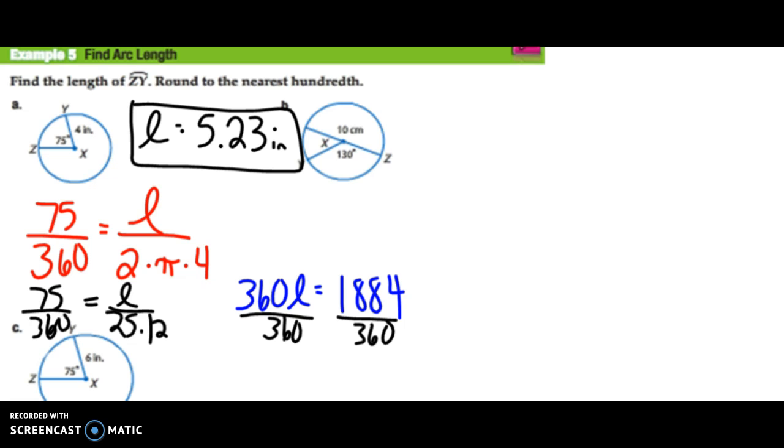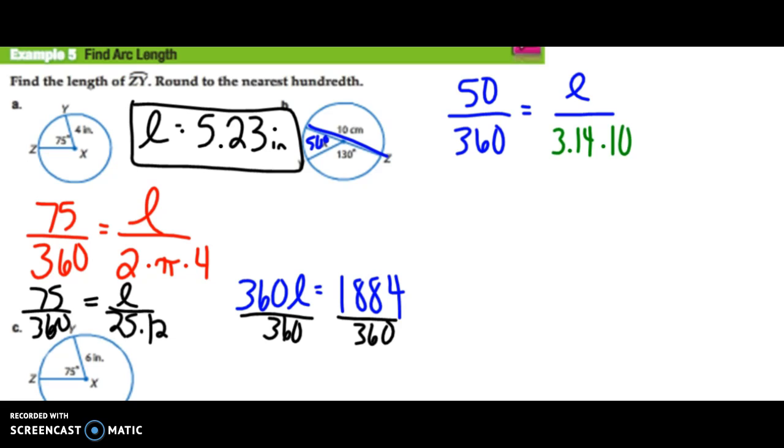Let's try example B. So that one right there, our semicircle is 180 all the way across right here. And since this is 130 degrees, this missing side is going to be 50 degrees. So we say 50 over 360 is equal to the arc length over, now this time they give us the diameter of 10. Remember, diameter times pi is also the circumference. So it'd be 3.14 times the diameter of 10, which is 31.4.